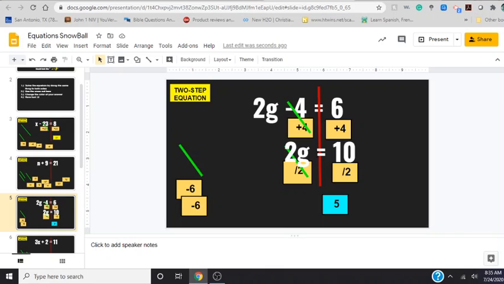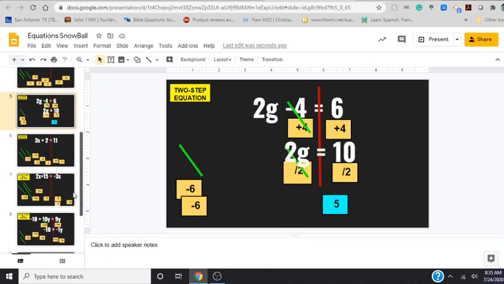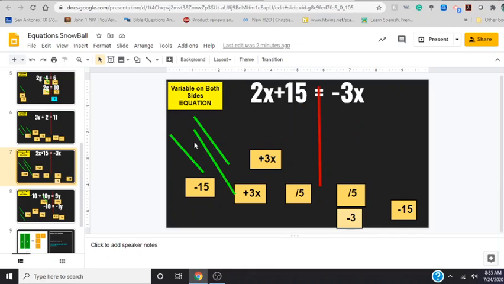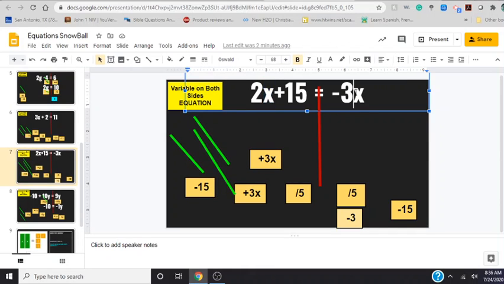2g equals 10. Is g by itself yet? No. So what I got to do? Divide by 2. That cancels that out. And 10 divided by 2 is 5. Okay, we're going to keep this pattern going no matter what equation we have, all the way up to variables on both sides. So looking here, variables on both sides mean there's a variable on both sides.